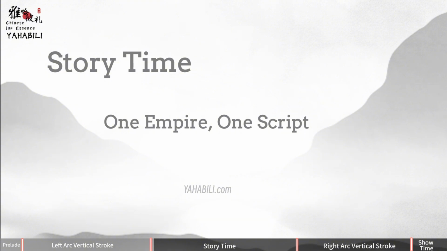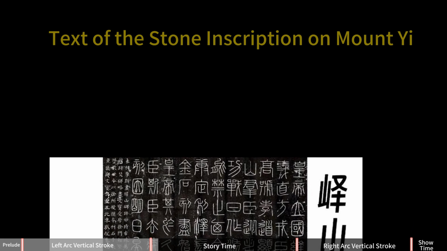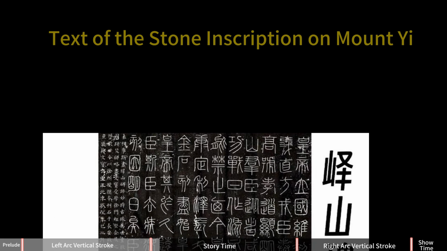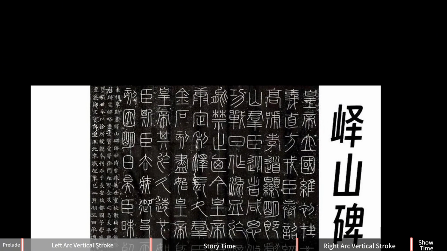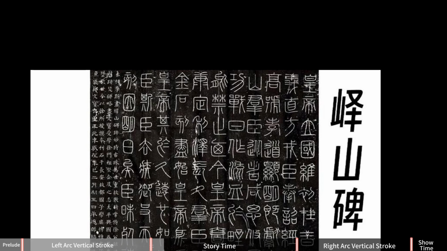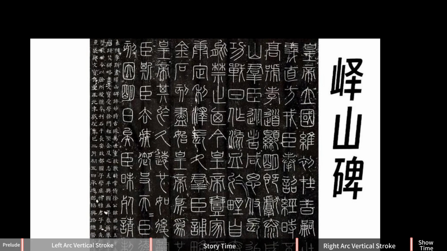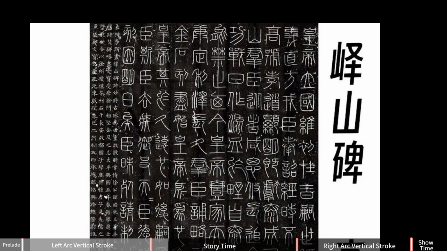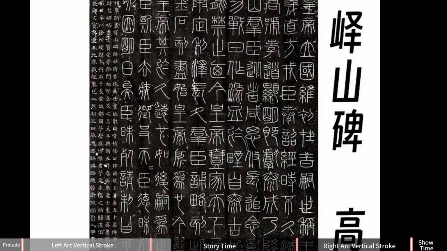Story time: one empire, one script. According to Chinese historical records, in 219 BC during his eastern tour, Prime Minister Li Si of the Qin dynasty inscribed a monument on Mount Yi in Shandong's Zou County to commemorate the emperor's achievements. This became known as the stone inscription on Mount Yi.